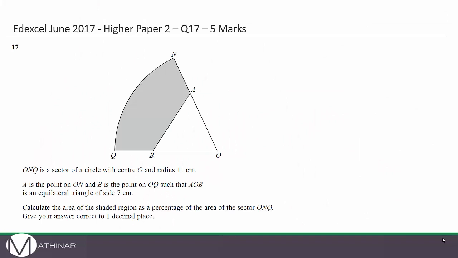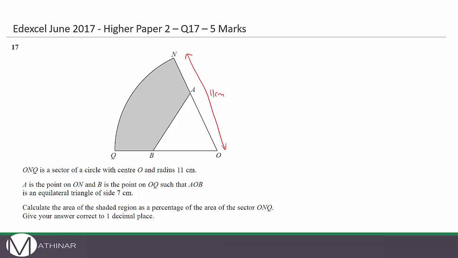Let's have a look at this question. It's from the Edexcel June 2017 paper. It's paper number 2 higher, and it's question number 17, which is worth 5 marks. ONQ is a sector of a circle with the centre O and a radius of 11. So let's mark some length. So this distance here is the radius, so this is 11 centimetres.